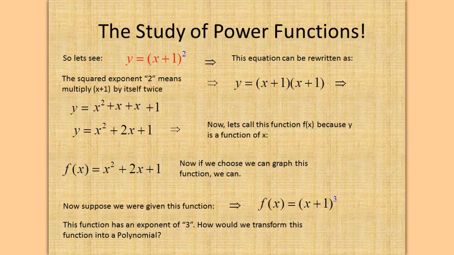Now suppose we were given the function f of x equals the quantity x plus 1 raised to the power of 3. This function has an exponent of 3. How would we transform this function into a polynomial? Okay.